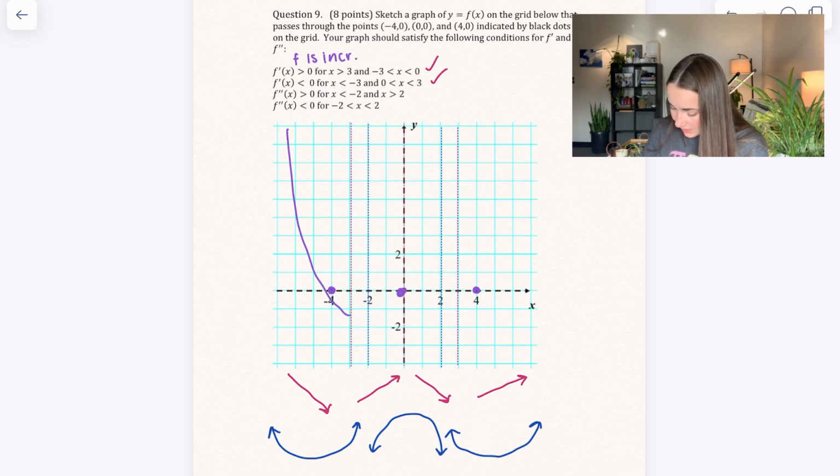But then we switch to increasing and concave up, but then at -2 we switch to concave down. So we have to do something like this, concave down. We switch over again to concave up, but we're still decreasing, and it would look something like that. That's a terrible drawing, but good enough, right?